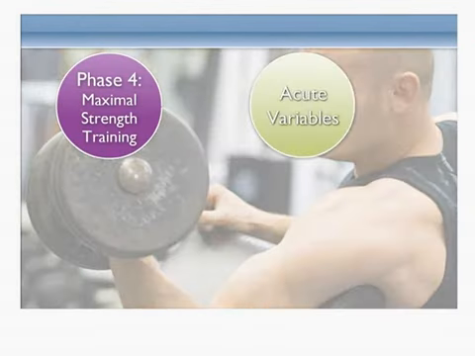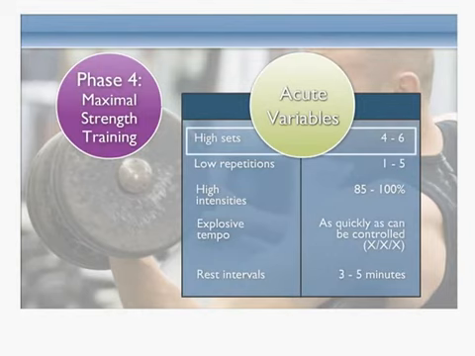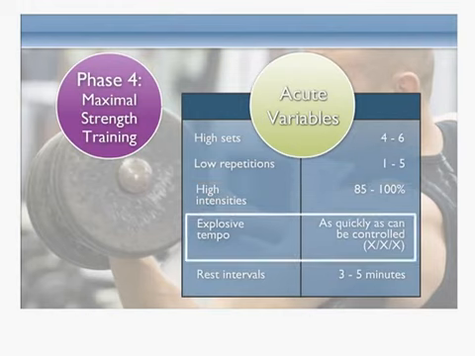The acute variables used at this phase of training would include high sets of 4 to 6, low repetitions 1 to 5, high intensities 85 to 100%, and the exercises performed as quickly as can be controlled. However, keep in mind that due to the heavy loads being lifted, the weight will not move very quickly.